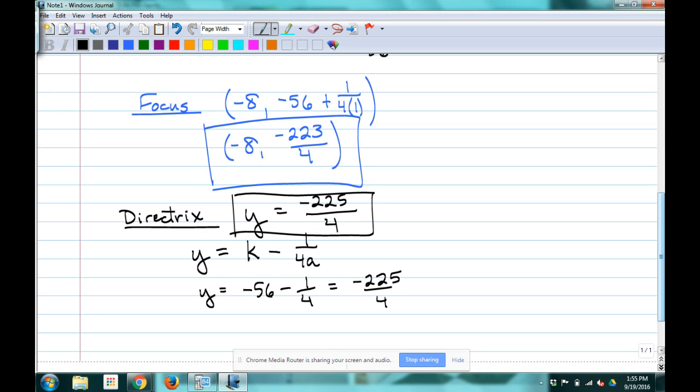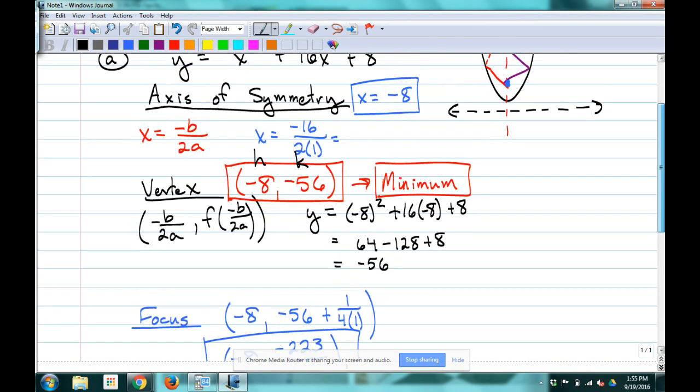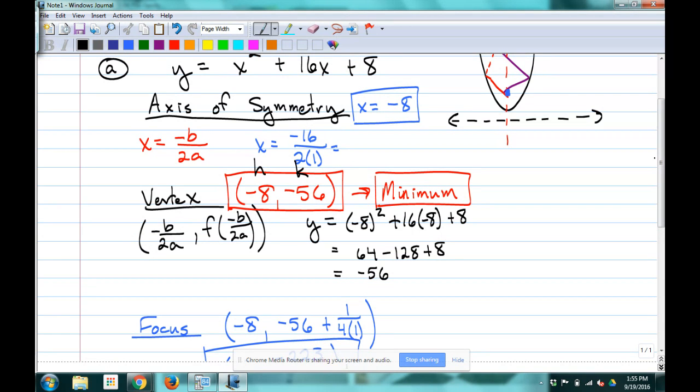All right, so in standard form, we're going to get the axis of symmetry using negative b over 2a. Plug that in to get the y value for the vertex. Depending on what a is, is that a maximum or minimum? If a is positive, it's a minimum. If a is negative, it's a maximum.